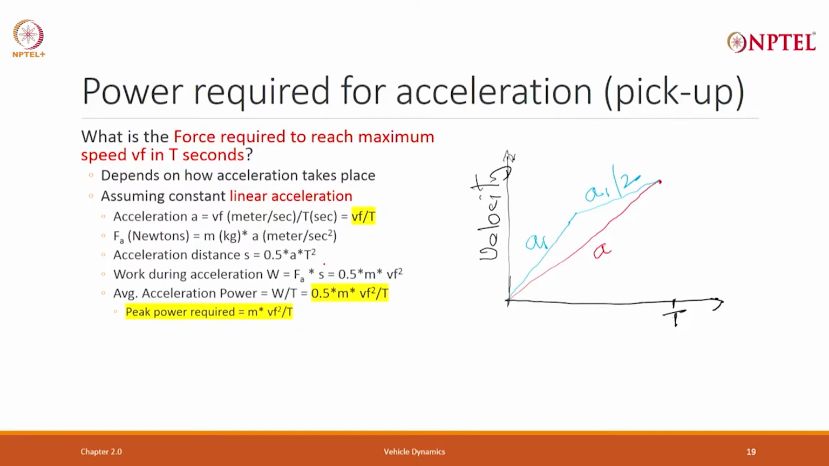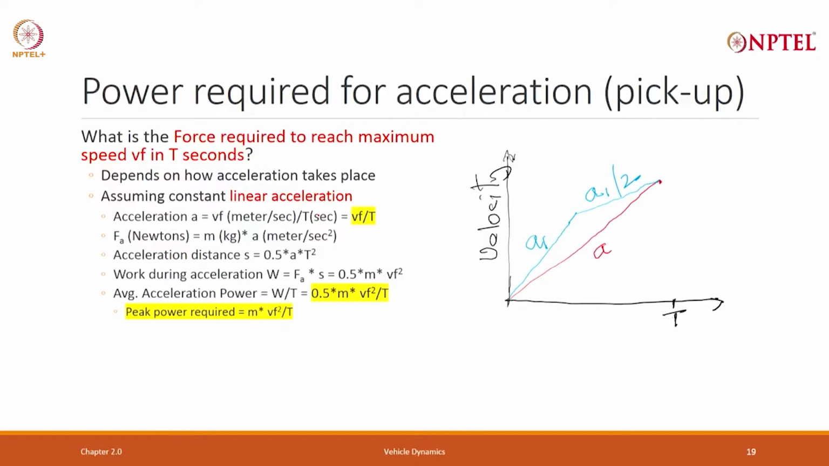Let us first assume a linear acceleration, that the acceleration is constant, acceleration is a. So velocity starts at zero, and at time t it reaches the final velocity V f. What is the acceleration? The final velocity is V f divided by the time taken, t. So that is the acceleration that is required if it is constant. So, what is the force? It is mass into the acceleration, which is m V f by t.